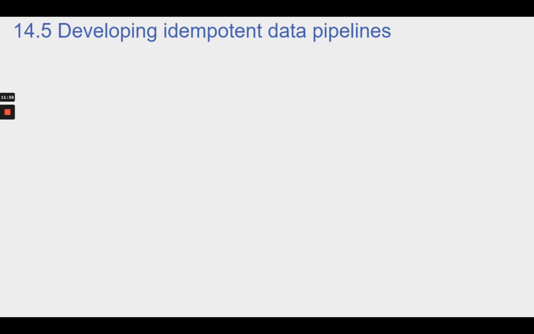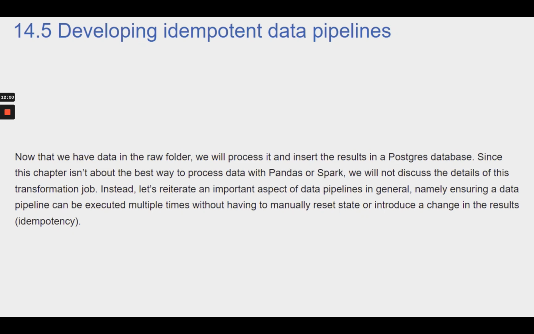Section 14.5. Developing idempotent data pipelines. Now that we have data in the raw folder, we will process it and insert the results in a Postgres database. Since this chapter isn't about the best way to process data with Pandas or Spark, we will not discuss the details of this transformation job. Instead, let's reiterate an important aspect of data pipelines in general, namely ensuring a data pipeline can be executed multiple times without having to manually reset state or introduce a change in the results.